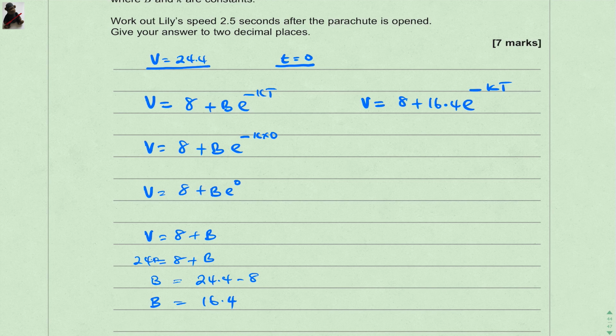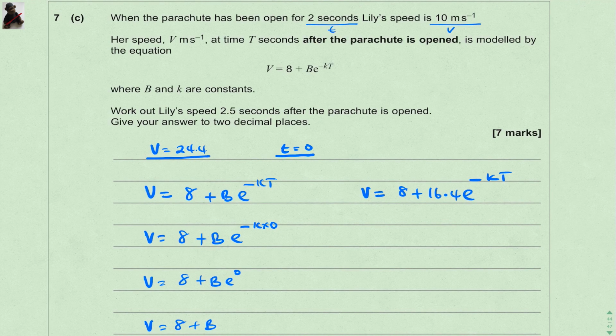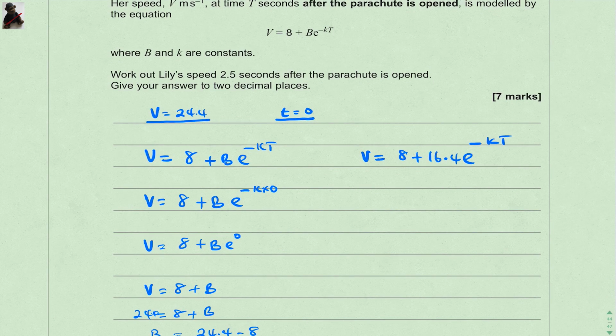Now I need to use the values I'm given here in the question. t is 2 seconds and v is 10 meters per second, to find k. I need to find k, so what I need to do is rearrange, sorry, rearrange for k and find k. So we need to make k the subject. To do that, we need to use the logarithm. But first, I need to rearrange the whole thing.